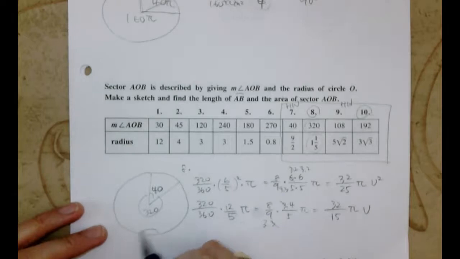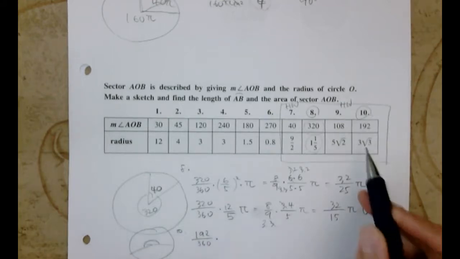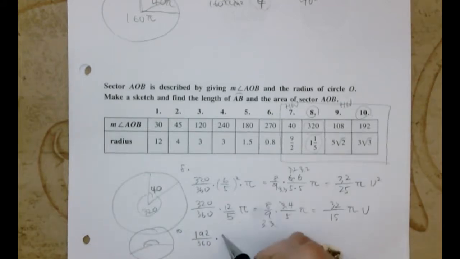So 10 is 192, so it's a little less than 200. So that means it's a little bit over 180 degrees. It's something like that. Okay, all right, so it's 10. 192 over 360 times the radius is 3√3 squared pi. So this would be the area.